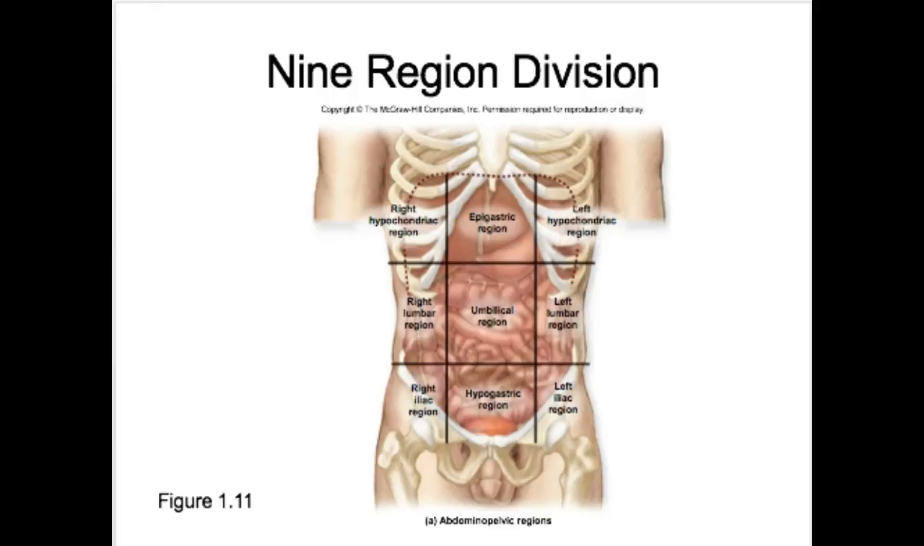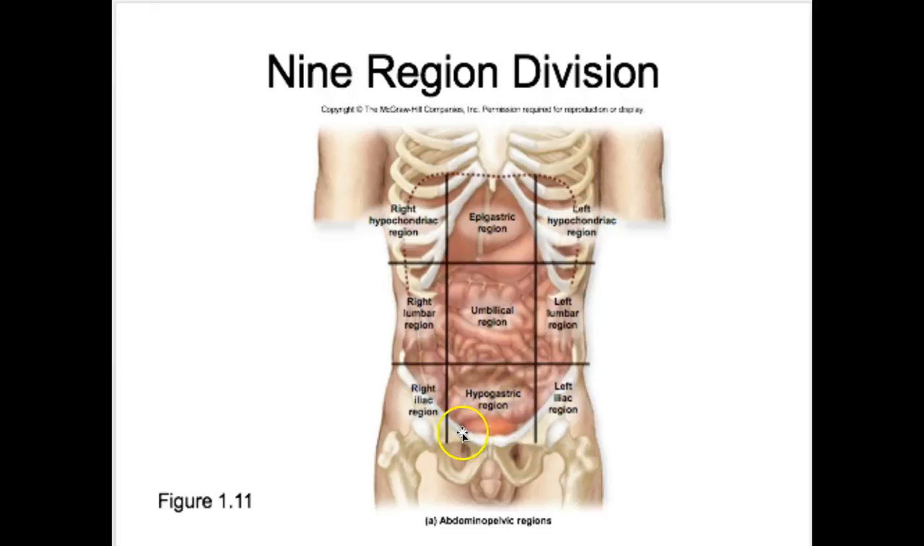You are going to want a solid grasp of what all of these terms are: right hypochondriac region, epigastric region, left hypochondriac region, left lumbar, right iliac, left iliac, and hypogastric. You want the terms and you want a basic overview of what's in them. So, for example, epigastric region, we see liver and we see stomach. Umbilical region, we see large intestine and small intestine. Hypogastric region, we see small intestine.